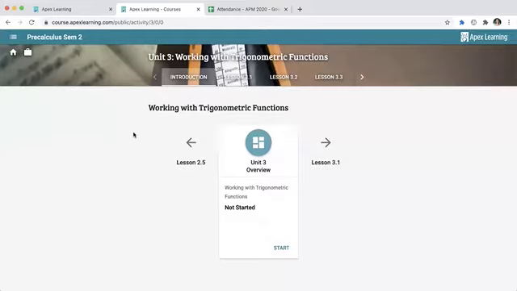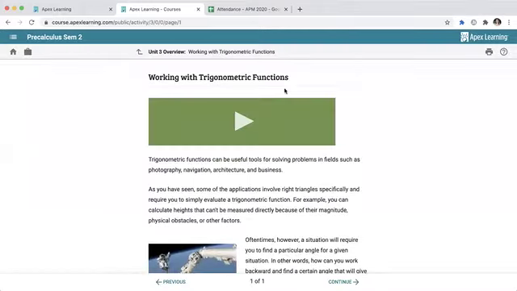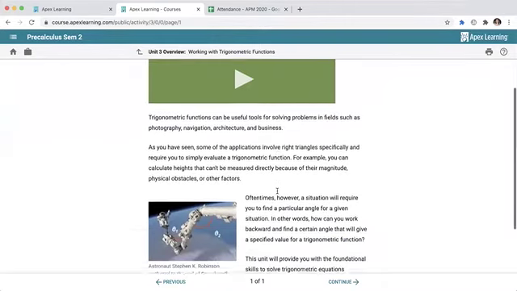For Unit 3, we're going to deal with working with trigonometric functions, okay? So a little bit more with trigonometric functions here. I'll ask someone when we get there, but I'm wondering if this unit is something that you already kind of covered in your geo-trig class, or if this is going to be something brand new to you. So we'll get there in a second. Just an overview here of working with trigonometric functions, okay?